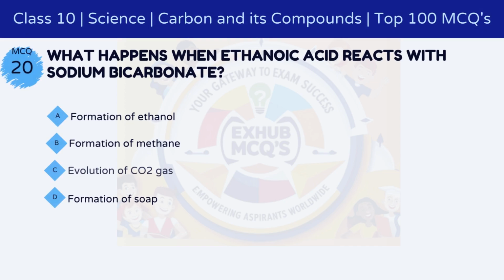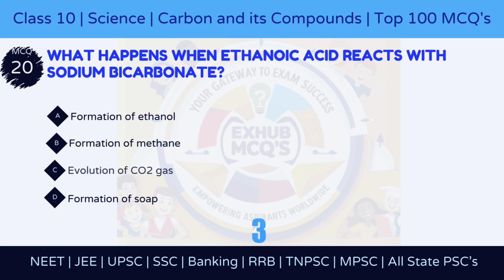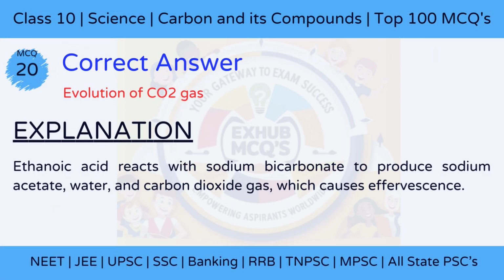MCQ 20. What happens when ethanoic acid reacts with sodium bicarbonate? Option A, formation of ethanol. Option B, formation of methane. Option C, evolution of carbon dioxide gas. Option D, formation of soap. The correct answer is option C, evolution of carbon dioxide gas. Explanation. Ethanoic acid reacts with sodium bicarbonate to form sodium acetate, water, and carbon dioxide gas, which causes effervescence during the reaction.